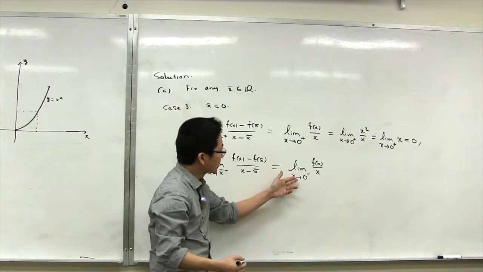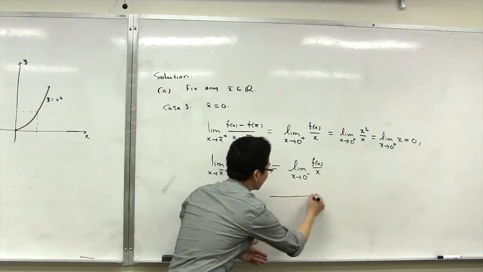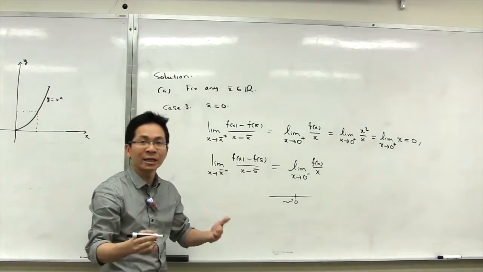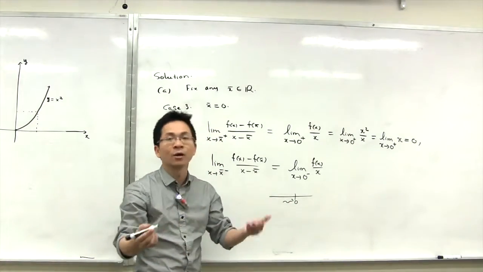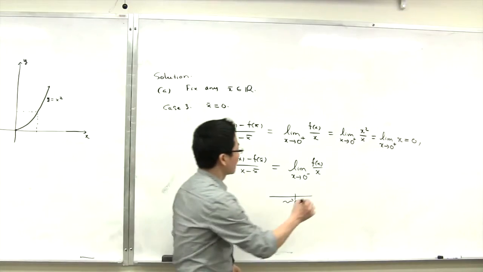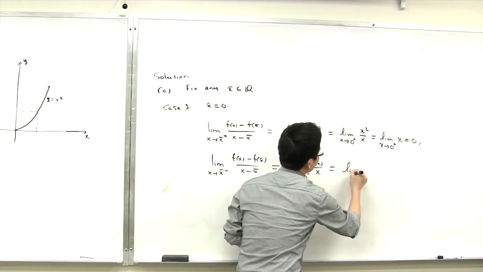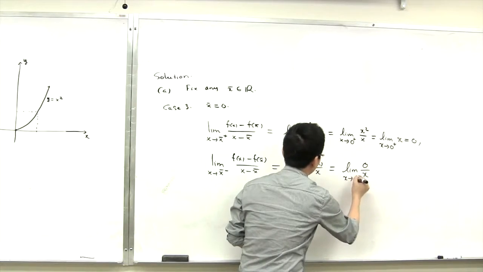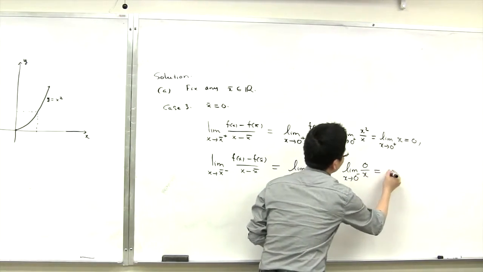Now, here x approaches 0 from the left. So x is strictly less than 0, and so f of x is equal to 0. Then this limit is equal to the limit of 0 over x, and x approaches 0 from the left, and this is just 0. Okay.